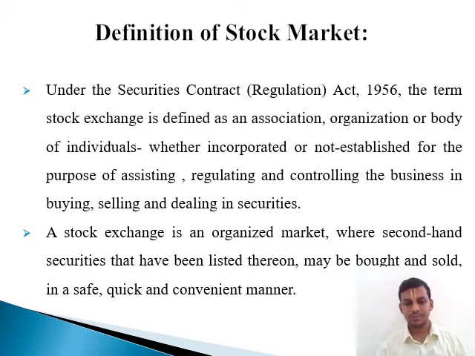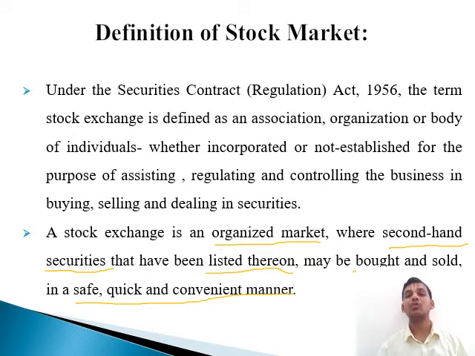It is an organized market for which kind of securities? For second-hand securities. Which securities? Those which have been listed thereon, which are already listed. And what can be done? They can be bought and sold. How can they be bought and sold? In a safe, quick and convenient manner. How can this be possible?